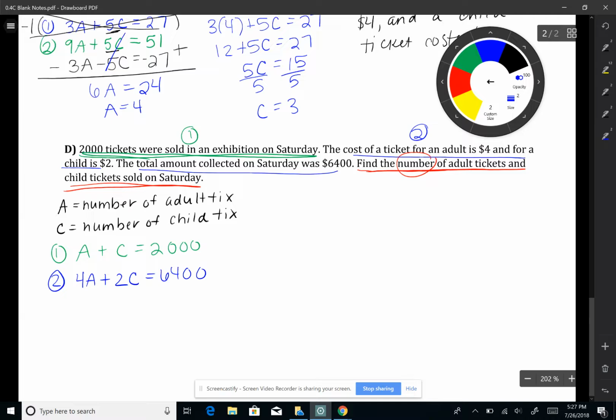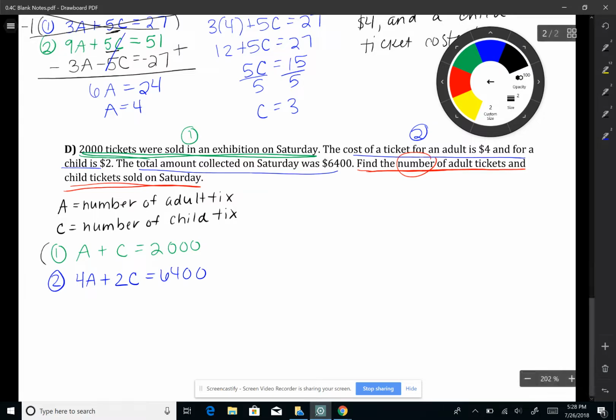There's our system. Now this system would easily be solved using elimination or substitution because the first equation can be multiplied very easily to be either the opposite. The A could be negative 4A, so then it would cancel out with the positive 4A, or the C could be negative 2C to cancel out with the positive 2C. In addition, the first equation is really easy to solve for either A or C. I think I'm going to do elimination and eliminate C.